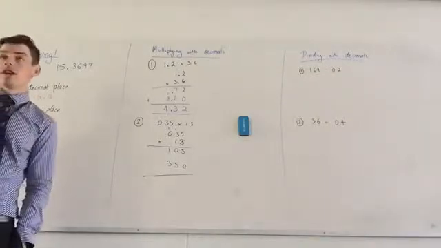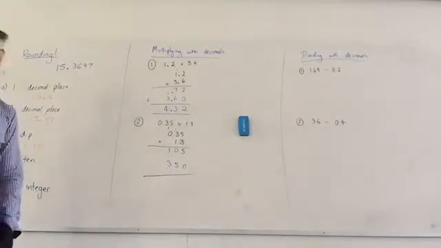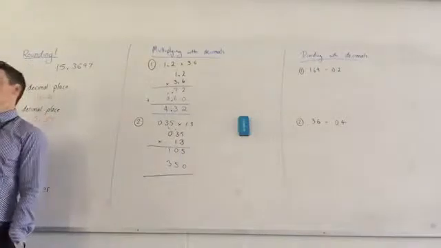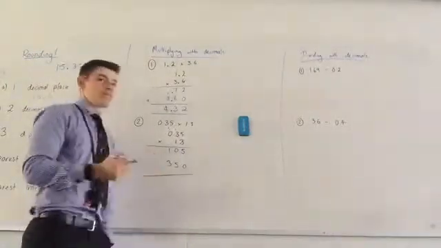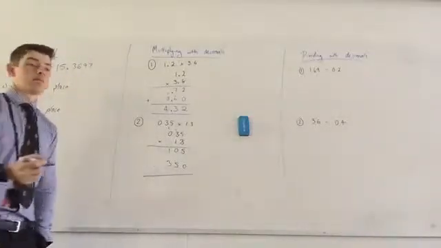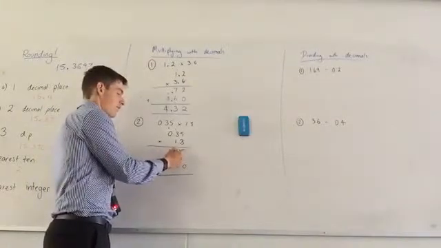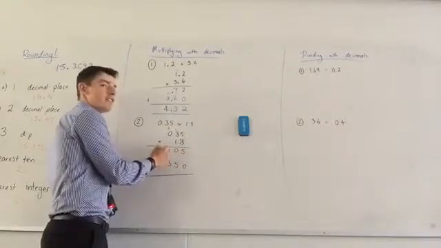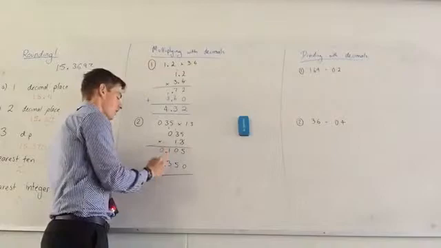Now, here's the hard part. Count the numbers behind the decimal place. 2, 3. 3. So how many decimal places should I have in my answer? Things behind my decimal. 3. So where's my decimal place going? Who thinks between the 1 and the 0? Who thinks between the 5 and the 0? Who thinks in front of the 1? That's good. A lot of us didn't think that a couple of weeks ago.